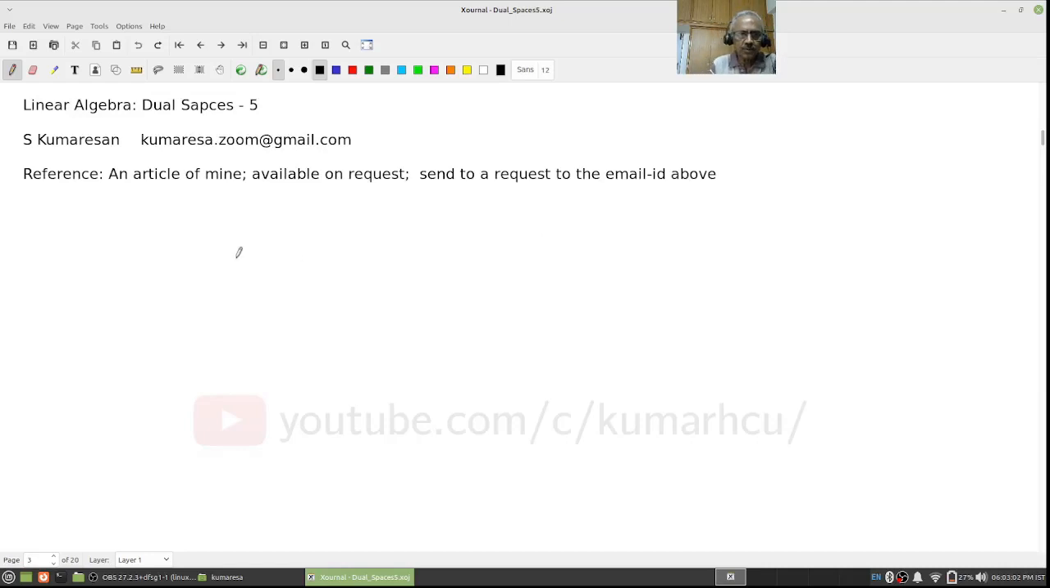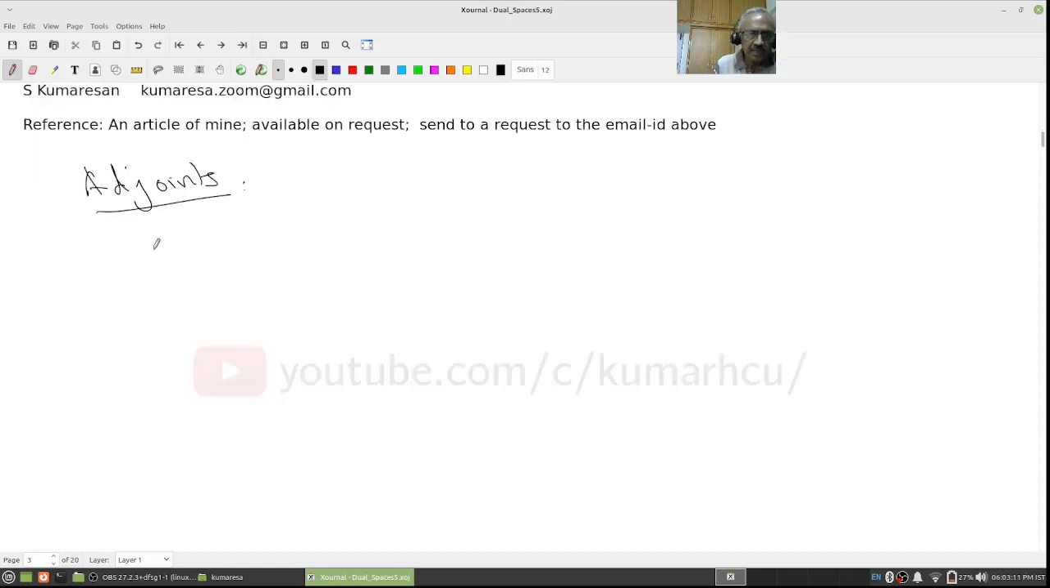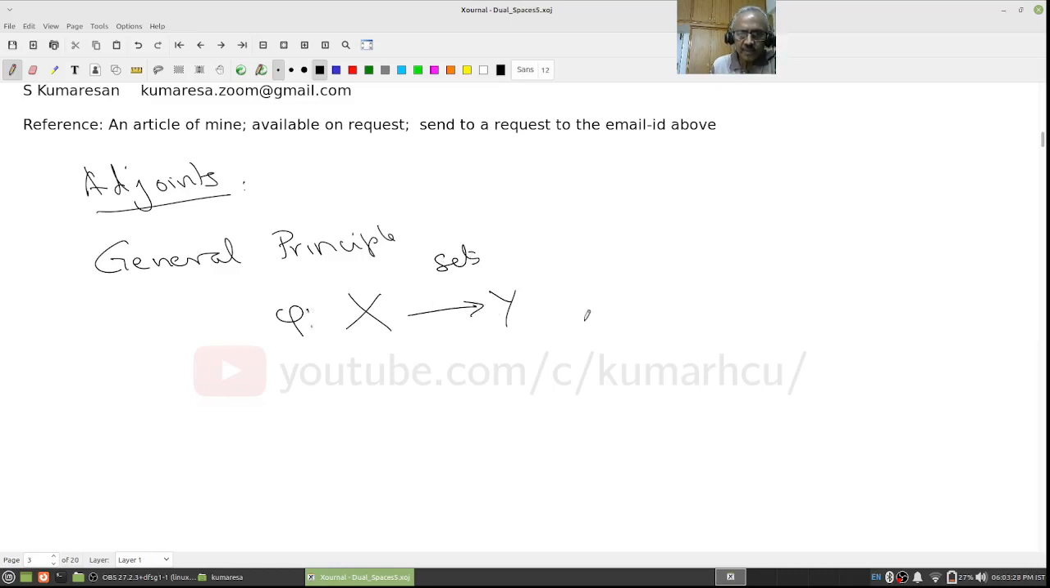Okay. So today we want to talk about adjoints. Let us just look at a very general principle. Suppose X and Y are sets, and suppose there is a map phi from X to Y. Let us look at a function from Y to R. It could even be to Z. So let us look at all functions from Y to R and all functions from X to R.